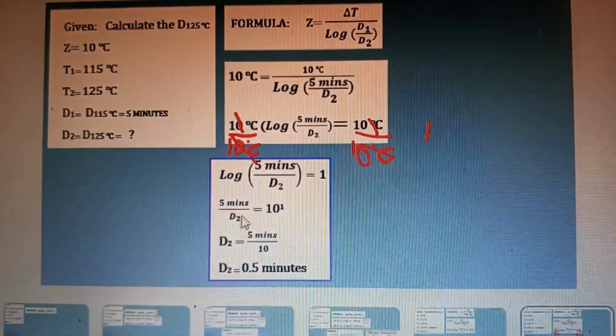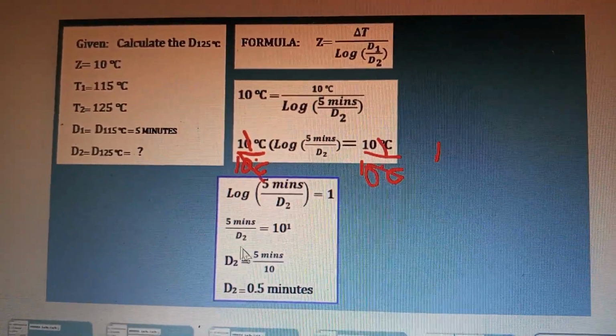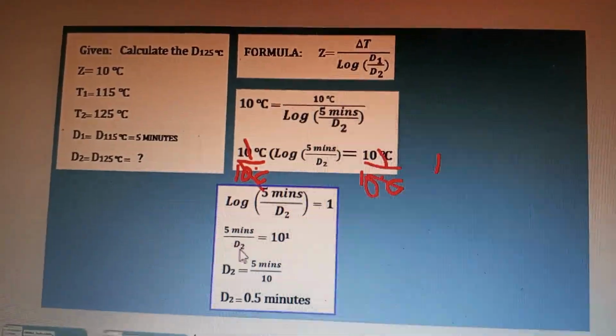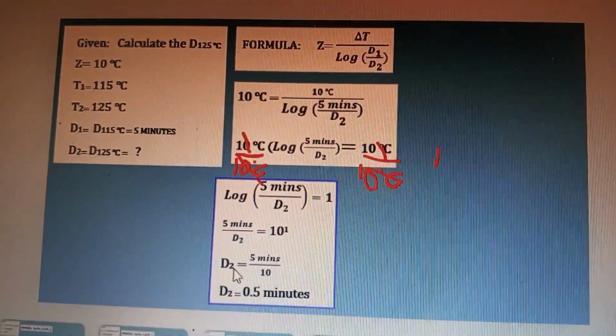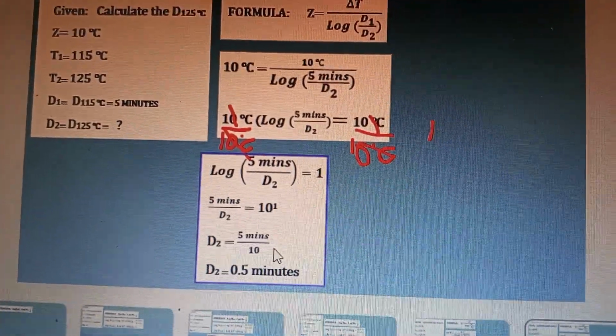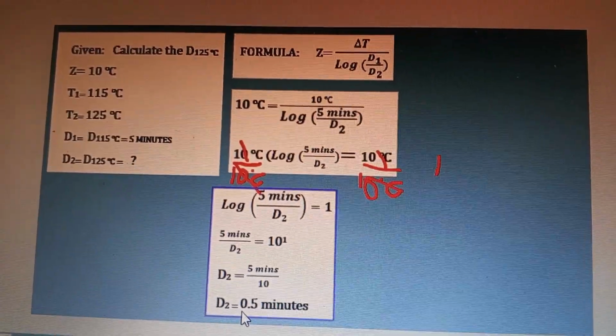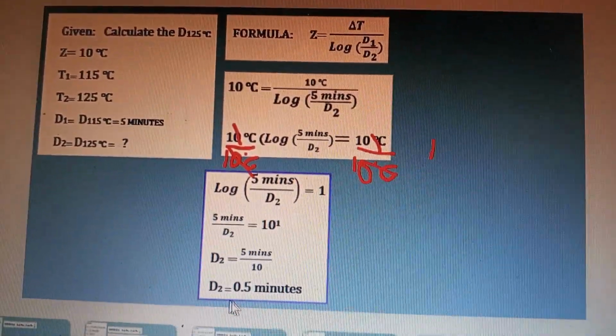And here, to remove the log, this will become 10 to the power of 1. So 5 minutes over D2 is equal to 10 to the power of 1. To get the D2, we need to divide the 5 minutes by 10 to the power of 1, which is 10. So the result is 0.5 minutes for D2.